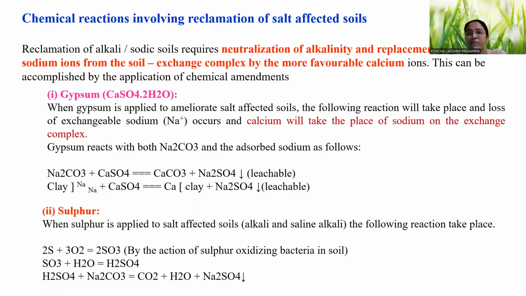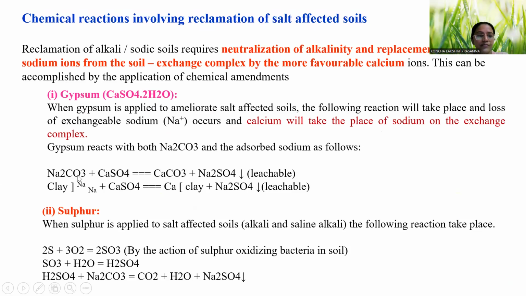here is the reaction which takes place when gypsum is applied as a reclamation measure for the alkali soils. When gypsum is applied to the sodic soil or the alkali soil, the following reaction takes place. The calcium from gypsum takes the place of the exchangeable sodium present in the alkali soil on the exchange complex. I mean, the calcium replaces the sodium on the exchange complex, thereby decreasing the soil alkalinity. The gypsum reacts with both sodium carbonate and the adsorbed sodium, which is as follows.